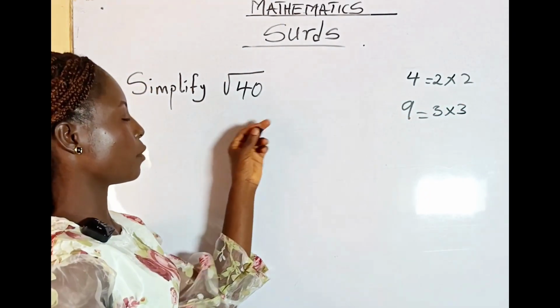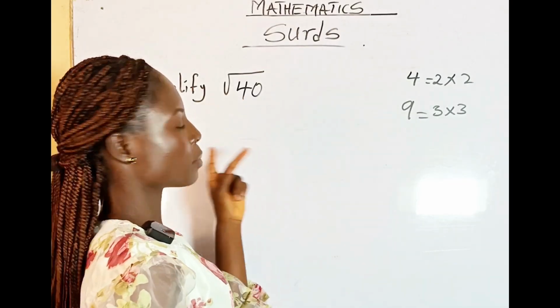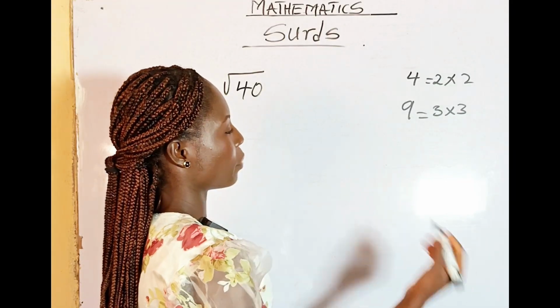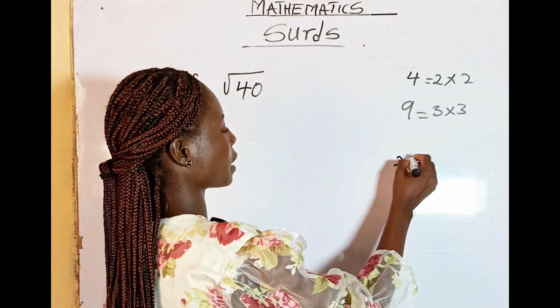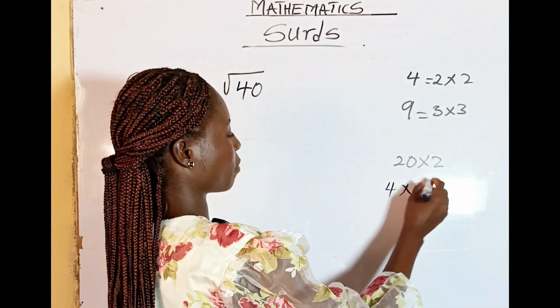So I'm going to be looking for two numbers that will be multiplied together to give me 40. One of them must be a perfect square and the other one is not a perfect square. Now, numbers that can produce 40 include 20 times 2 will give me 40. 4 times 10 will give me 40.